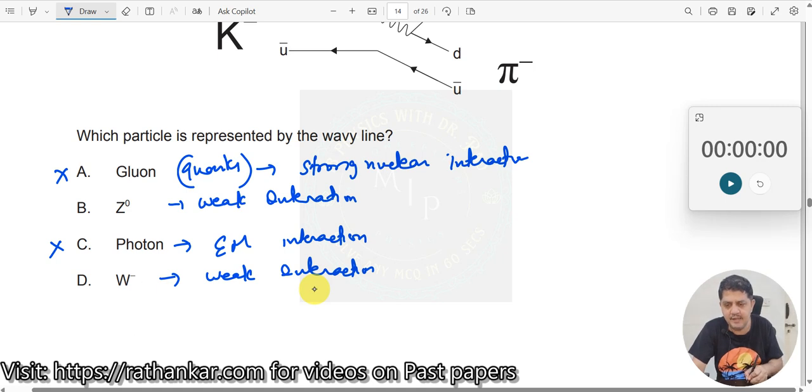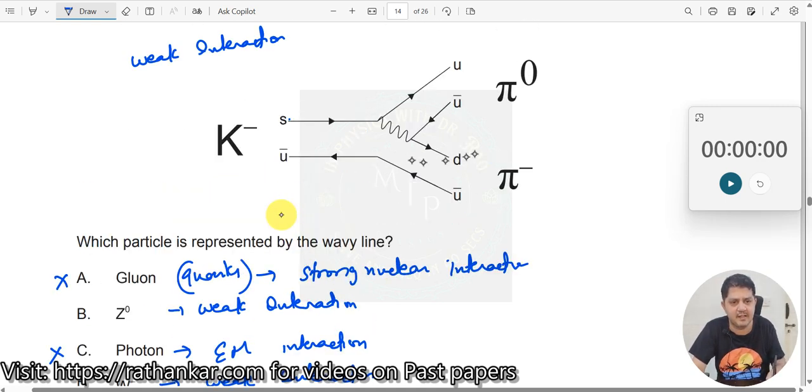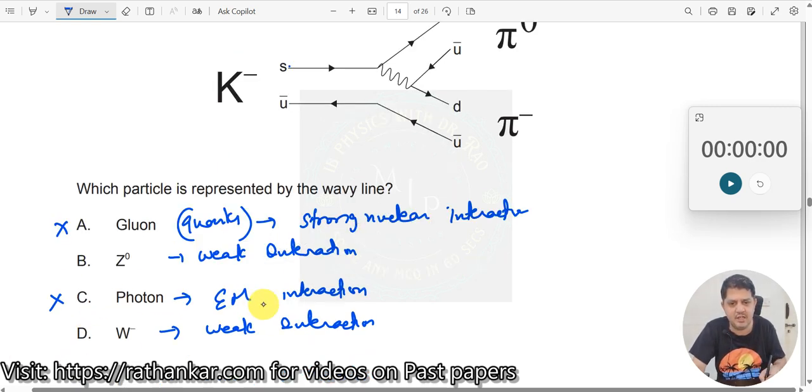Z0 or W minus. You can decide it based on what this particle is. Is this particle a neutral particle or is this particle a negatively charged particle? That's what we need to know. If it is a neutral particle, it is Z0, and if it is a negatively charged particle, it's a W minus. That's what we need to look at.